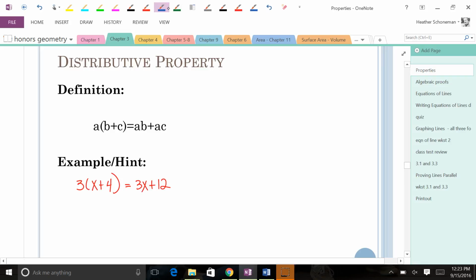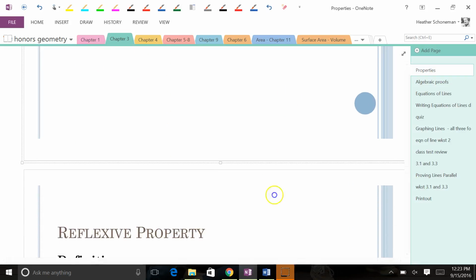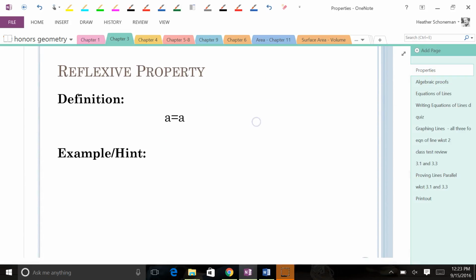Okay, the next property is the reflexive property that says a number equals itself, okay? Which for right now doesn't do us much good, but when we do the triangle proofs a little bit later, it's going to be helpful. So if I say I've got 7k, it will equal 7k. So a number equals itself.